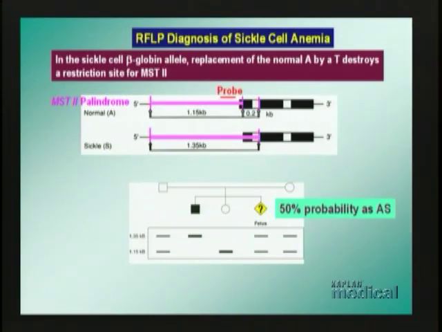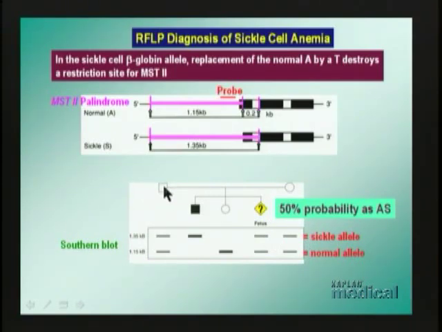MST2 is then added, and then the fragments are then subjected to a southern blot. So again, this is a southern blot. Any fragment size that's detected by this probe, what's the probe? Here's the probe. Any fragment size that's detected by that probe that's 1.15 kb in size is indicative of a normal allele for beta globin. Any fragment that's detected by the probe that's 1.35 kb in size is indicative of a sickle allele for beta globin. So now, let's come back to this male, the father here.